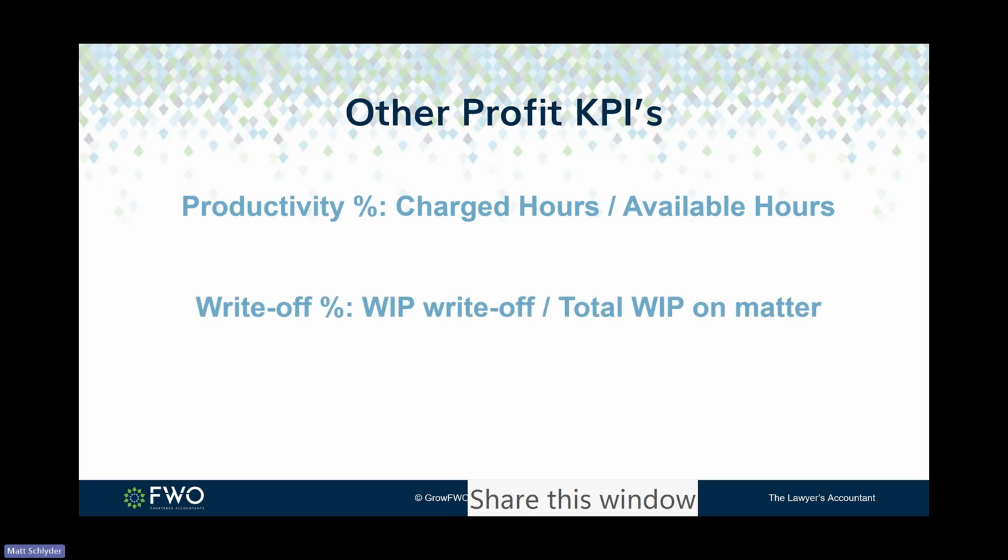The second thing is the write-off, and it's the amount of WIP that's written off divided by the total amount of WIP on the matter. So again, if you've got $1,000 worth of WIP on the matter and you only bill $900, then you've written off $100, which is a 10% write-off.